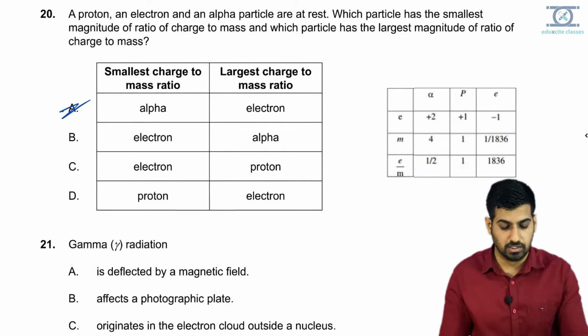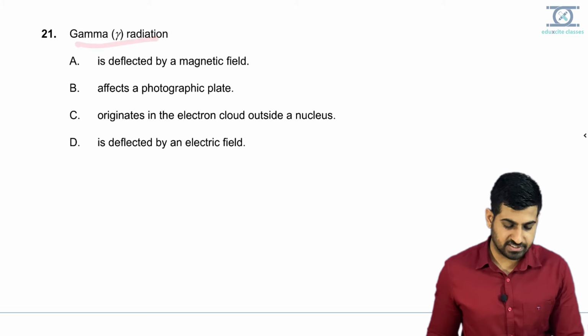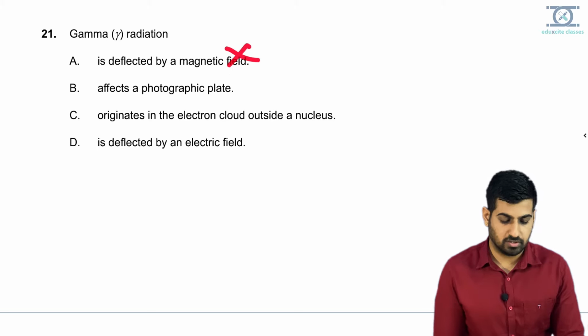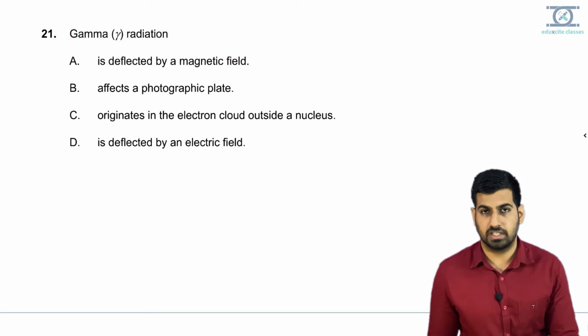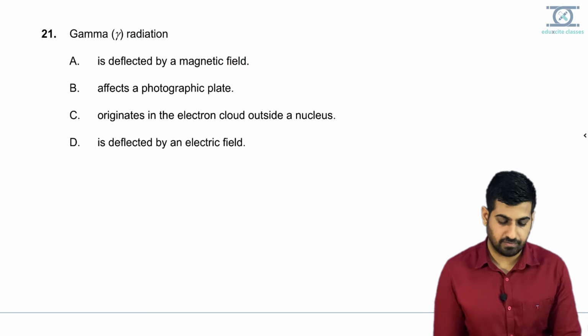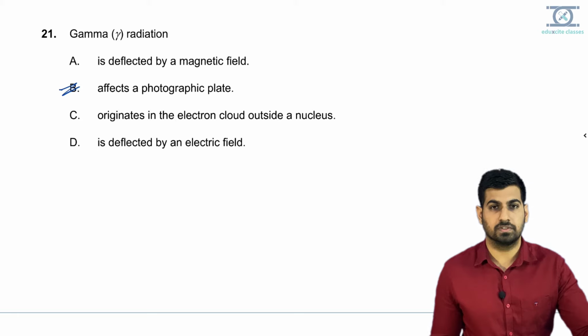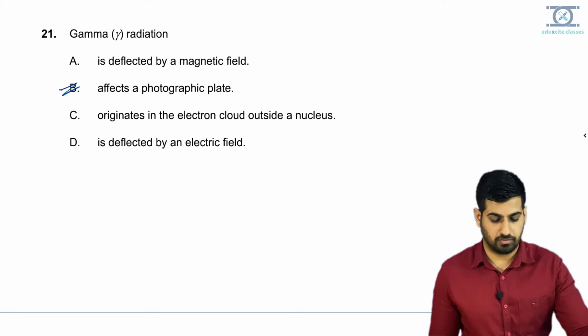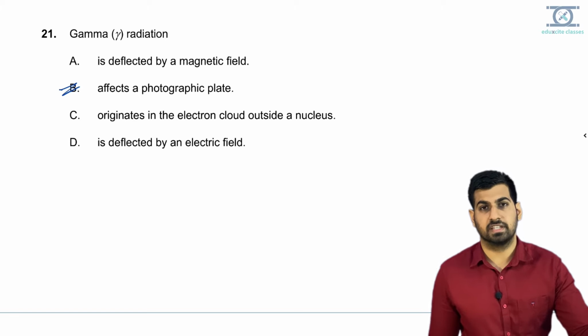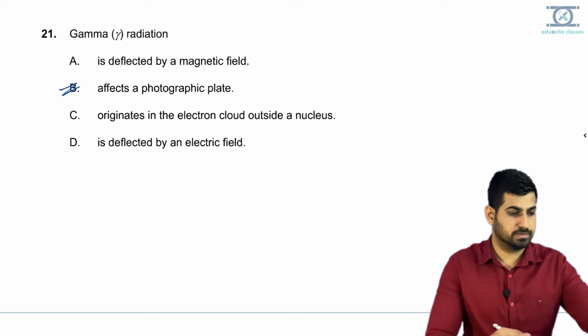Okay, now question number 21. Is gamma radiation deflected by a magnetic field? No, it is not, because gamma radiation has no net charge, so it is not deflected by a magnetic field. Yes, it affects the photographic plate, because fluorescence is created on the photographic plate when gamma radiation is incident over the surface.